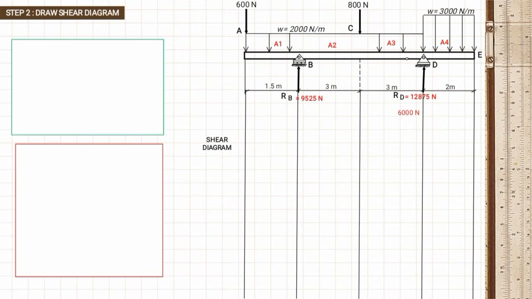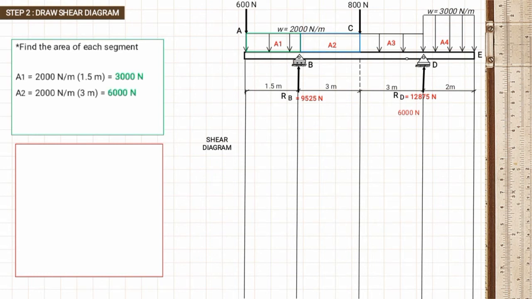drawing the shear diagram, but before that, we need to find the area in each segment or span. And for area 1 or from span AB, area 1 is equal to 2000 Newton per meter multiplied by 1.5 meter is equal to 3000 Newton. And for area 2 from span BC, area 2 is equal to 2000 Newton per meter multiplied by 3 meter is equal to 6000 Newton.